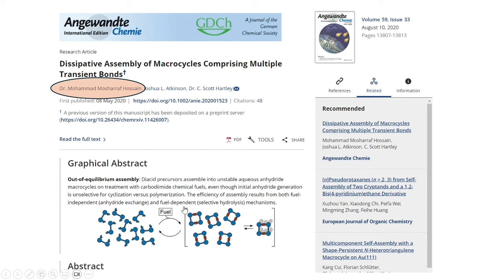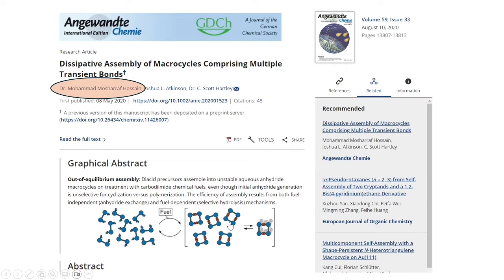So it is a very interesting paper. If you are interested in dissipative assembly or dissipative chemistry, this is a new term in chemistry research. You can take a look at it, and you'll get an idea of how the EDC coupling reaction happens here, and this reaction actually happens in an out-of-equilibrium system.